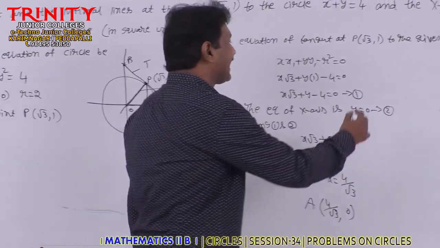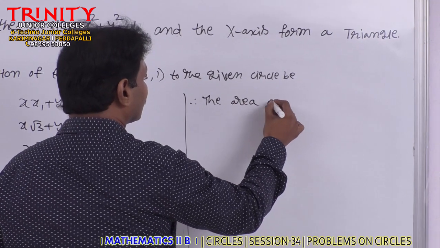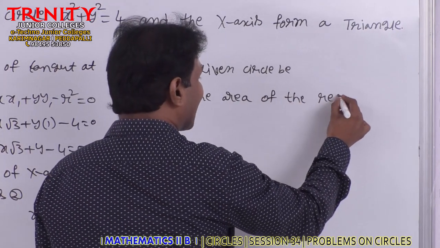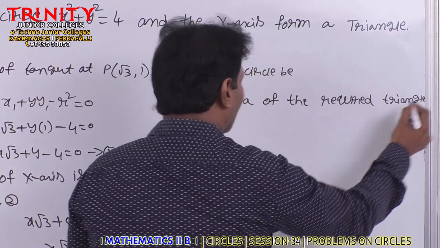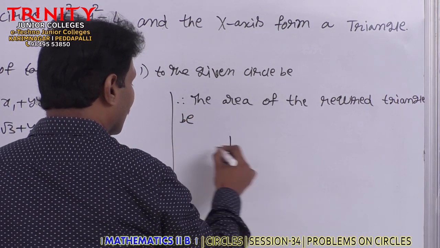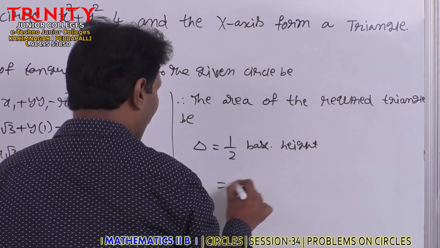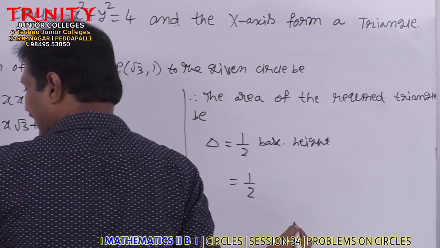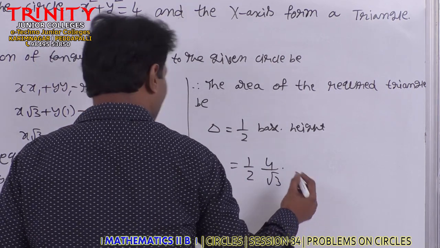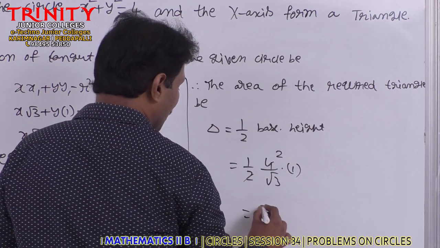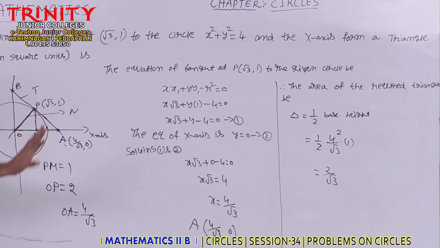Therefore, the area of the required triangle is half, base into height. Half, the base OA length is 4 by root 3, the height PM length is 1. That equals 2 by root 3 square units. The required area of the triangle is 2 by root 3 square units.